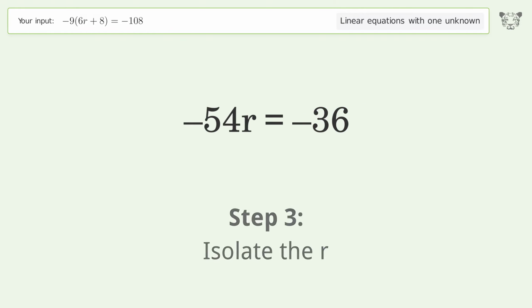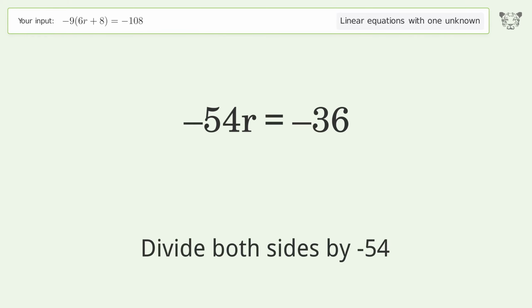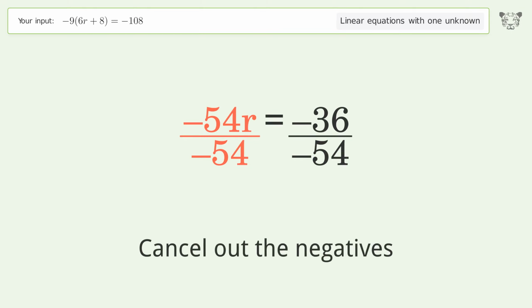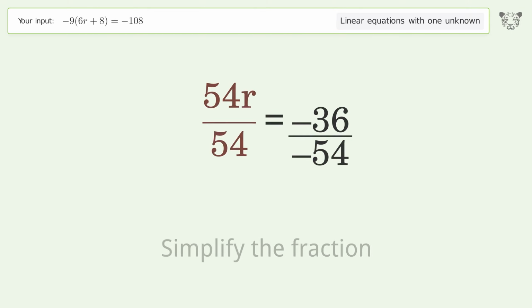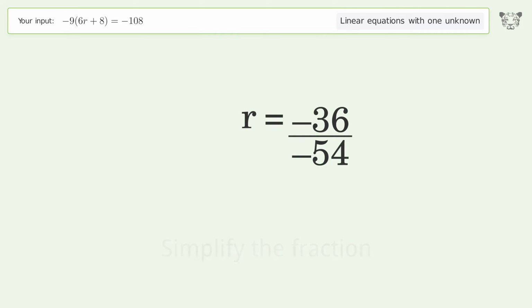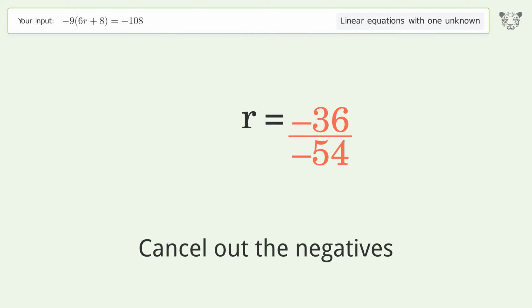Isolate the r. Divide both sides by -54. Cancel out the negatives. Simplify the fraction. Cancel out the negatives.